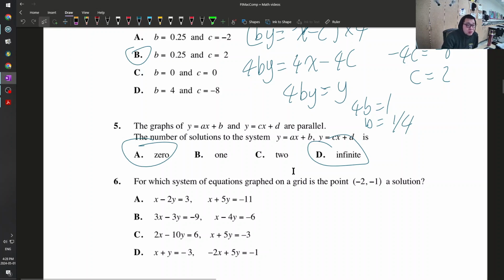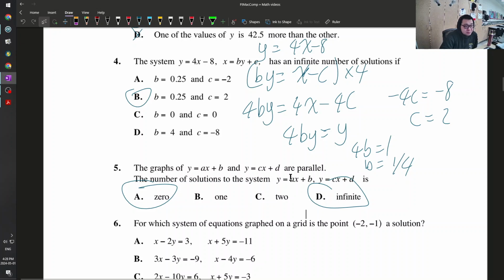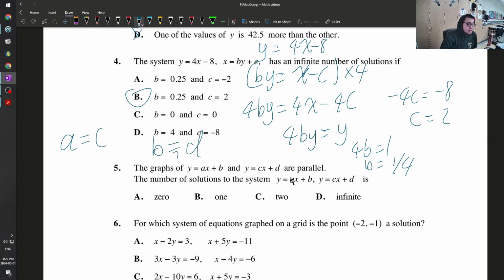I don't think it does. Or does it? So what is the slope? If these two lines are parallel, that means A is equal to C. And they don't necessarily say B is equal to D. So since these two lines are parallel, A is equal to C. Now if B is equal to D, then it means they have infinite solutions. If B does not equal D, then it means they have 0 solutions.